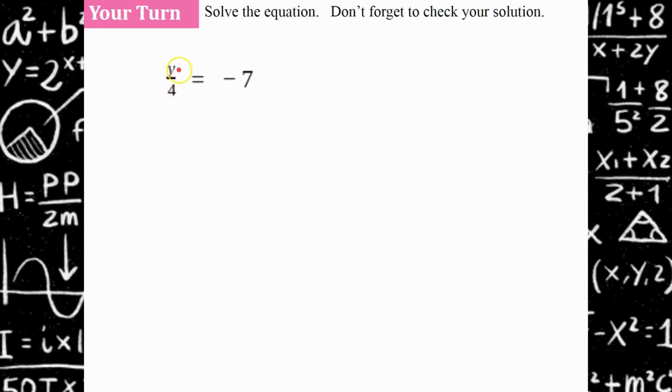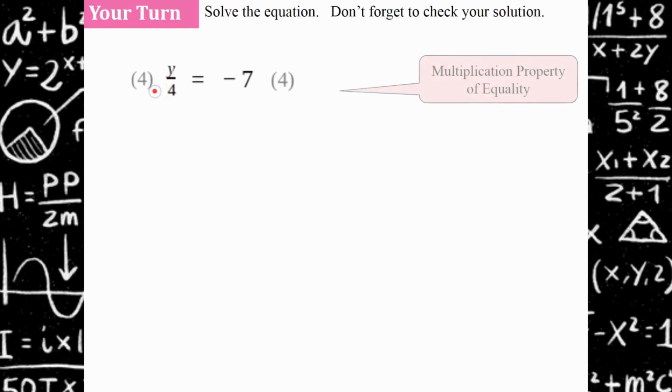Okay, so we have y divided by 4. So we want to undo. We want to do the inverse of dividing by 4. The inverse of divide is to multiply. So we're going to use the multiplication property of equality to multiply both sides by 4, which results in y is equal to -28.